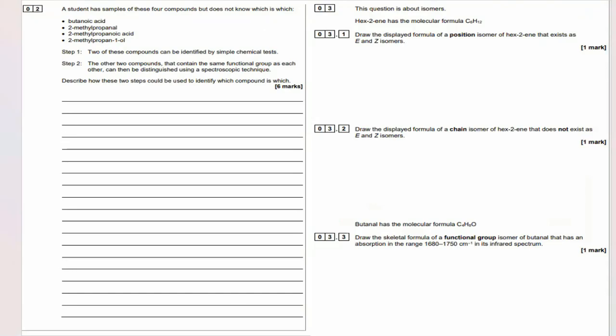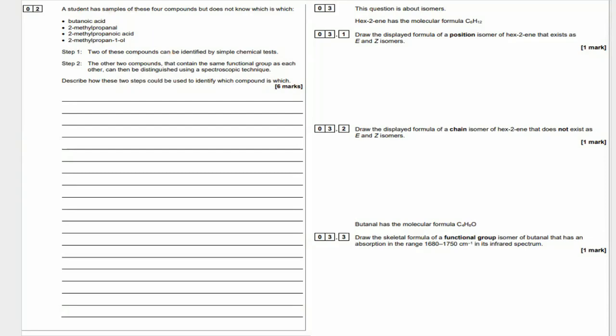Okay, here's question 2. A student has samples of these 4 compounds, but does not know which is which. We've got butanoic acid, 2-methyl-propanol, aldehyde, 2-methyl-propanoic acid, carboxylic acid, 2-methyl-propan-1-ol, alcohol. 2 of these compounds can be identified by simple chemical tests. The other 2 compounds that contain the same functional group, that's our butanoic acid and our propanoic acid, hopefully you've spotted that, they've got the same functional group as each other. They can be then distinguished by a spectroscopic technique. Describe how these 2 steps could be used to identify which compound is which.